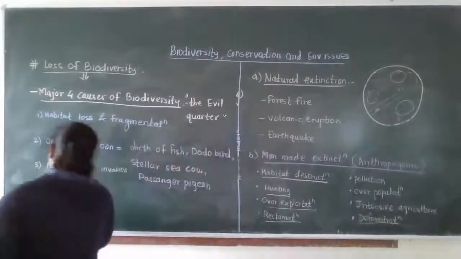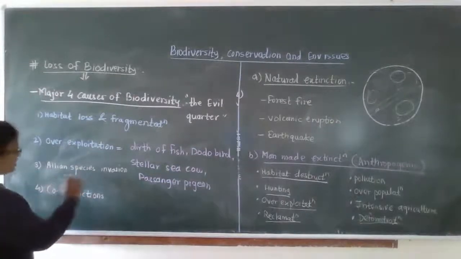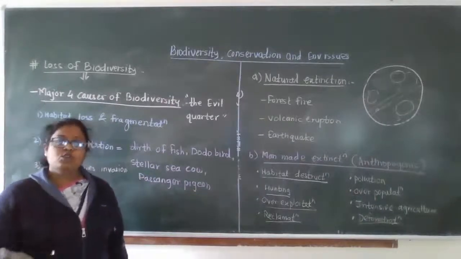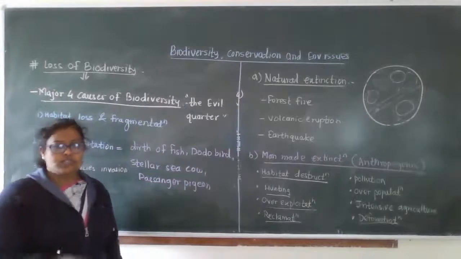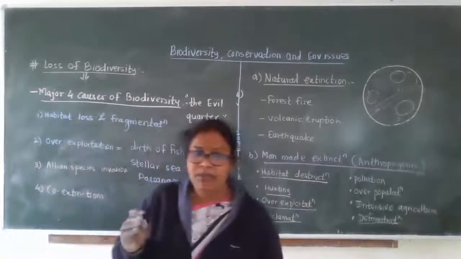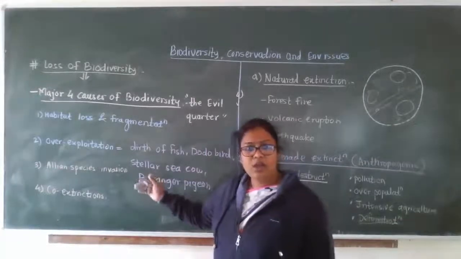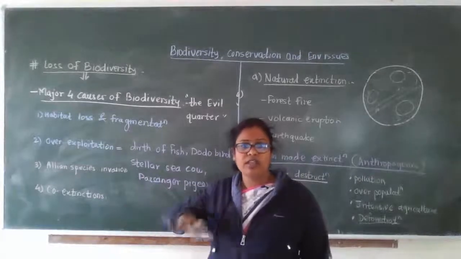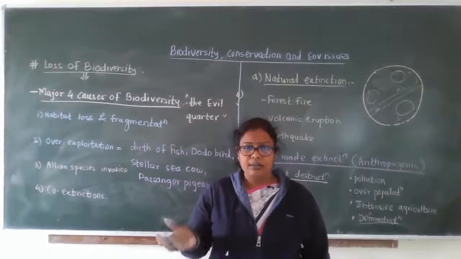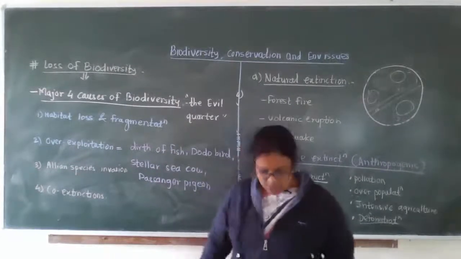Then the introduction of alien species, which means invasion of alien species. A new species is introduced in a particular area. As I stated earlier, the eucalyptus plant is introduced into the land, which disturbs other species and takes the resources from that land. Because of that, it harms the other natural species.